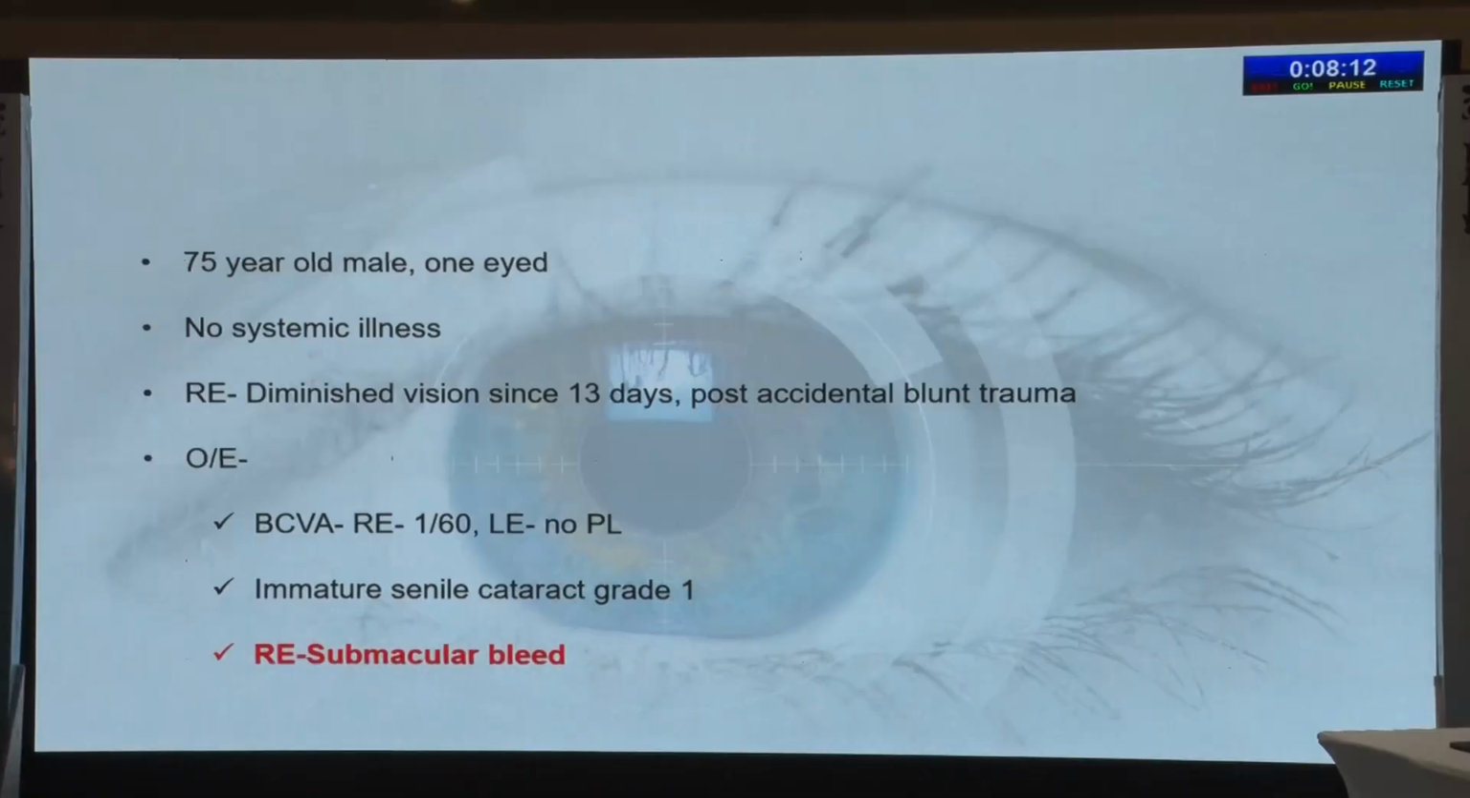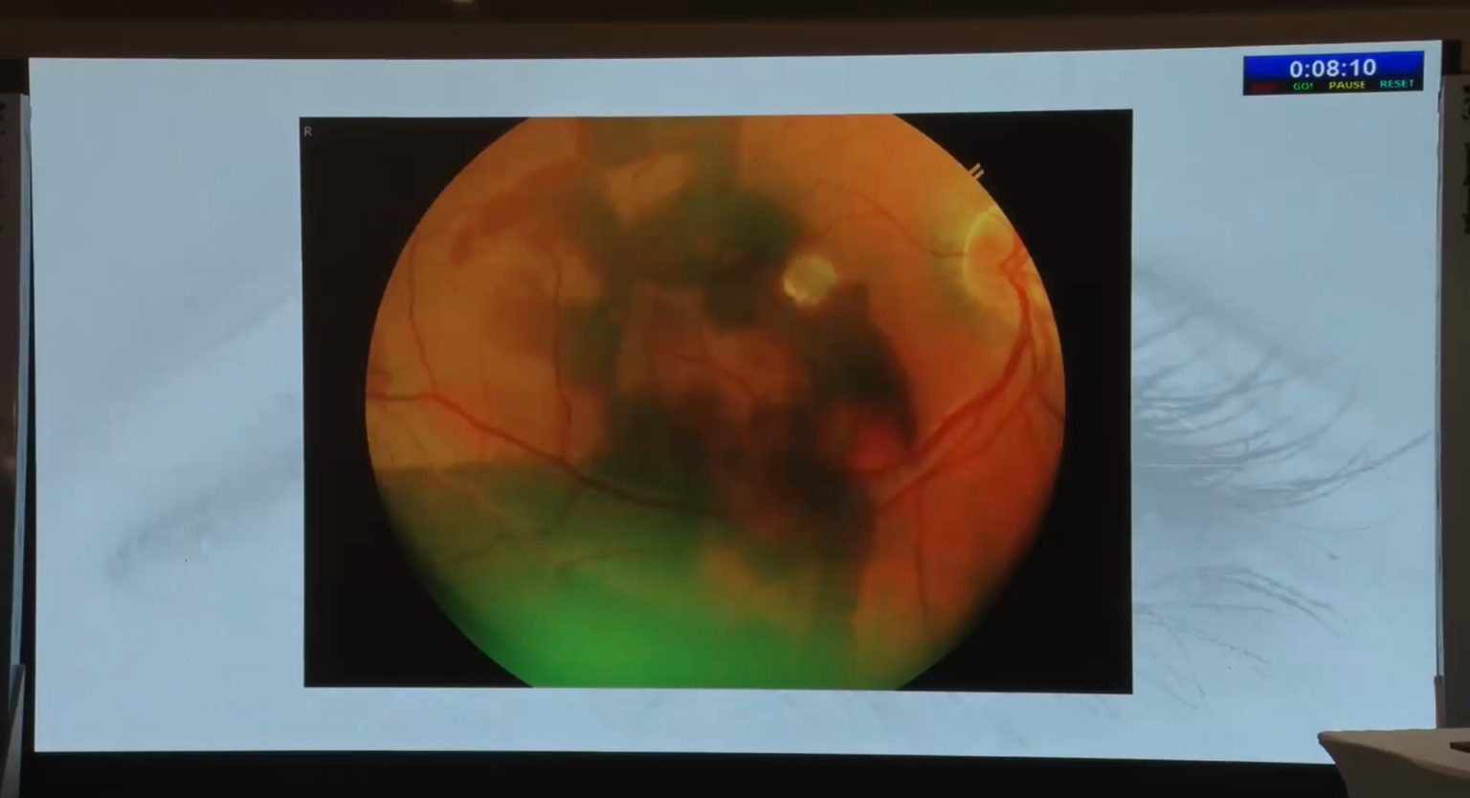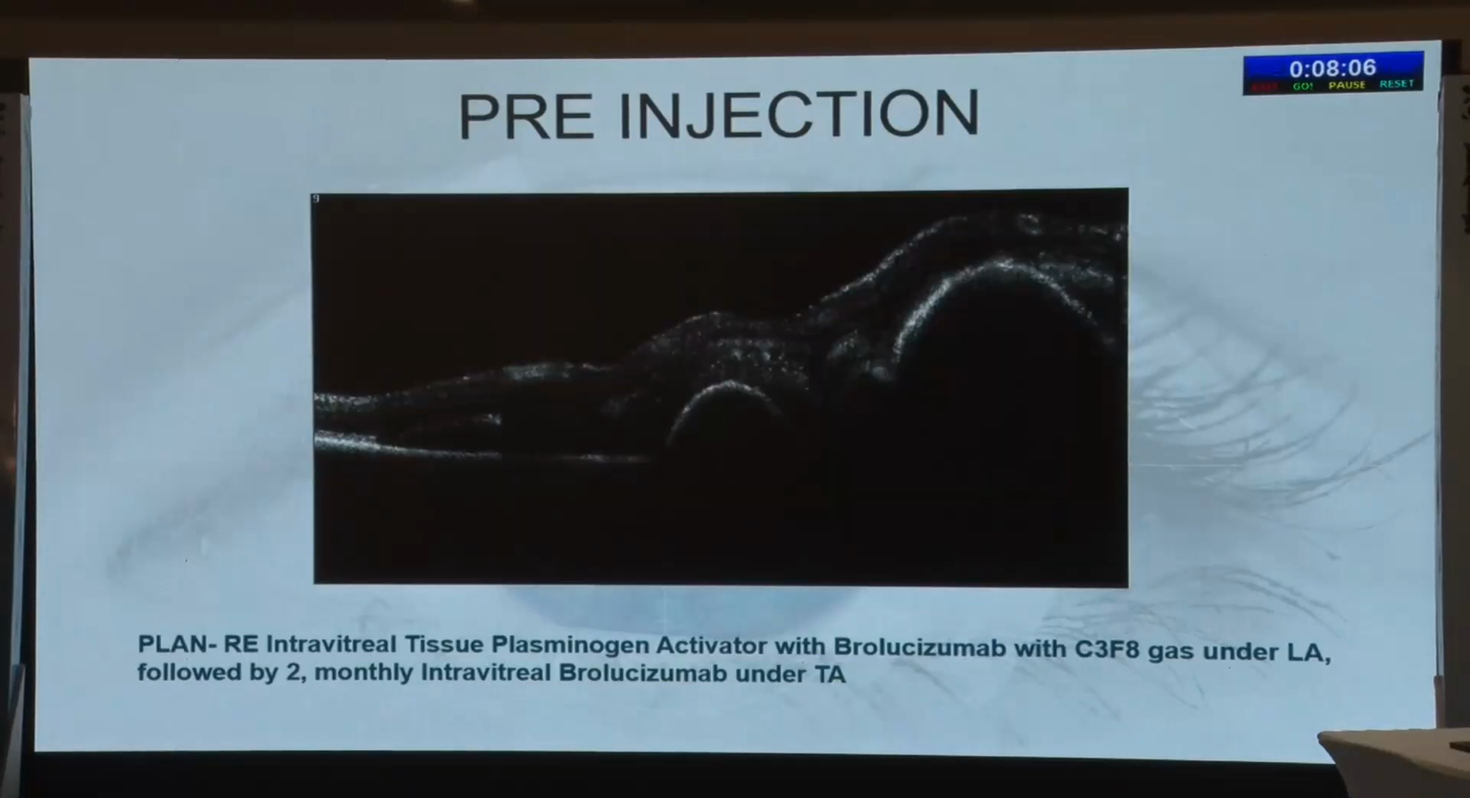So a case to illustrate this: a 75-year-old one-eyed male had no systemic illness and had diminished vision in the right eye since 13 days. Now this was the clinical picture. The patient had a massive submacular bleed, and this was the OCT. It was secondary to PCV.